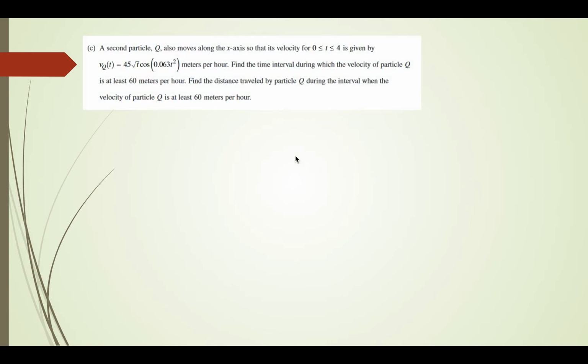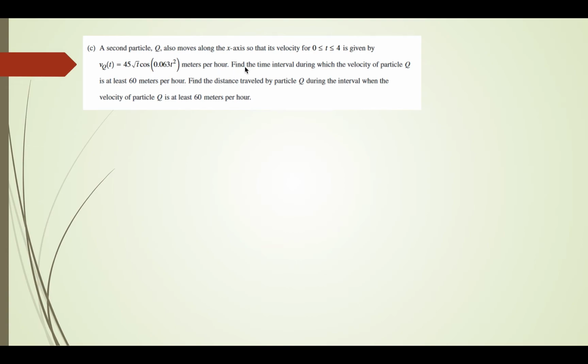Okay, now on part C, they do this a lot. They've given us a second particle with an actual function, which means we no longer have to rely on estimation techniques. We can actually derive the function directly. We can integrate the function and get exact answers rather than approximate answers. We've got the same interval, 0 to 4. This particle, the velocity is determined by this function.